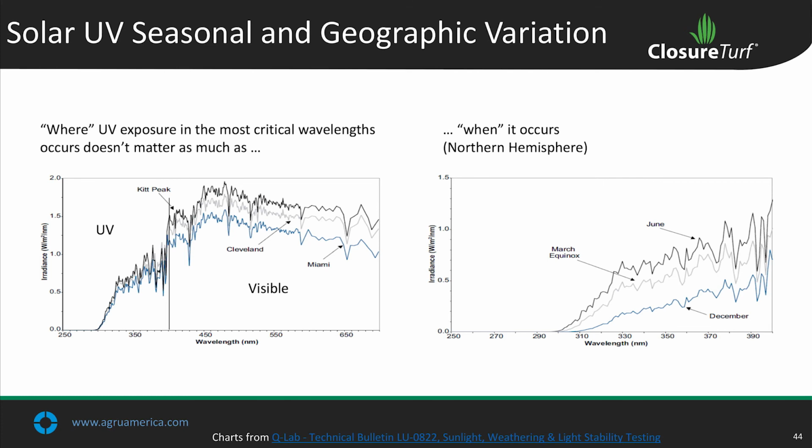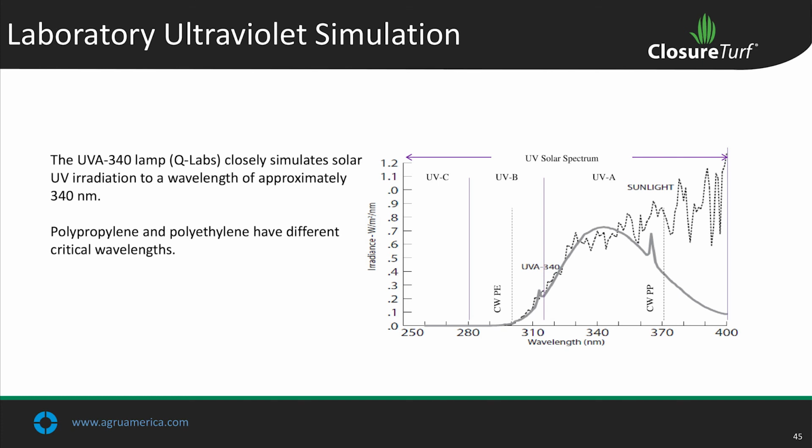So about an hour, one day out of the year, is when this exposure actually happens on a clear day. So for UV exposure in the most critical wavelengths, where it occurs doesn't matter as much as when it occurs. Here in the Northern Hemisphere, irradiance levels are lower in December than they are in June, to the point where some of these critical wavelengths don't even always show up in December.